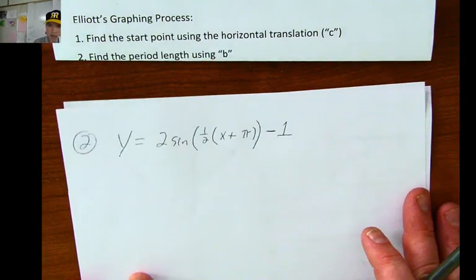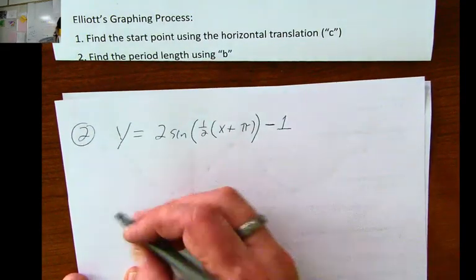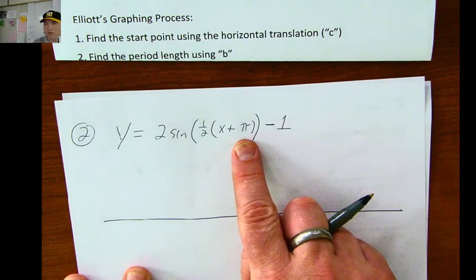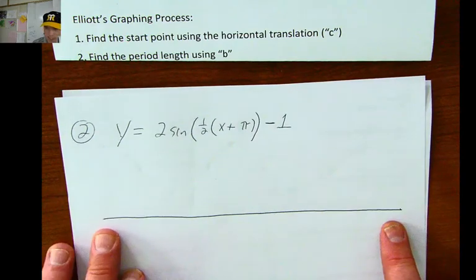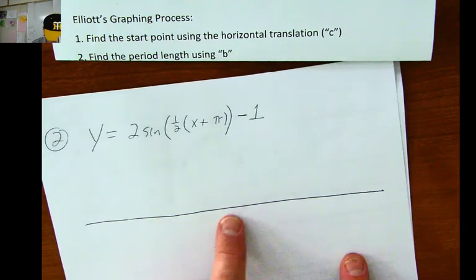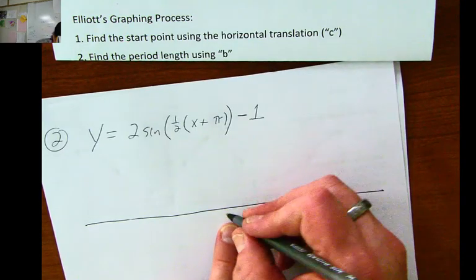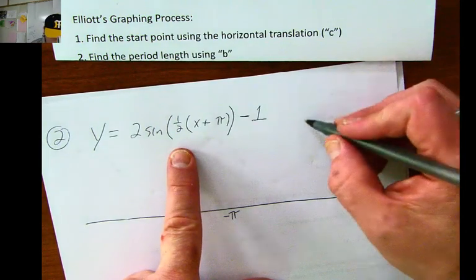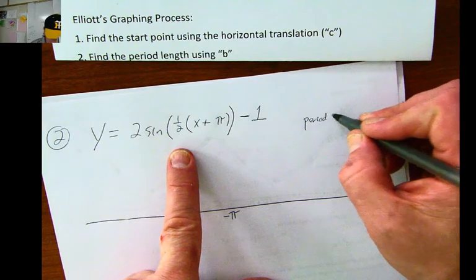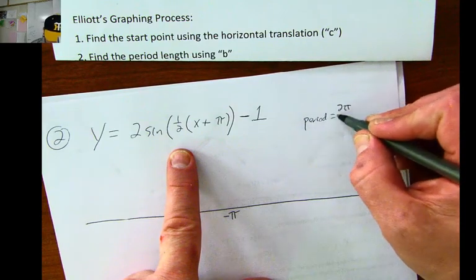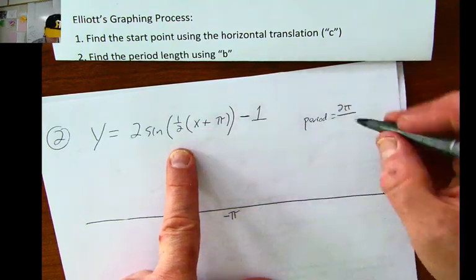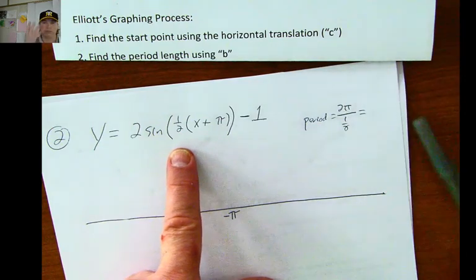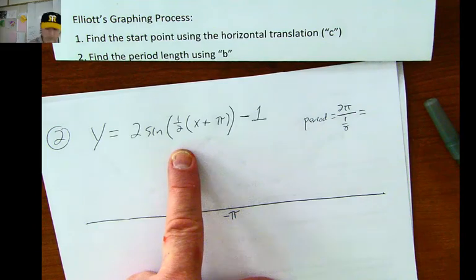Step 1, find the start point using the horizontal translation C. In this case, we have x plus pi, so the start point is going to be negative pi. So right in the middle of my axis here, I'm going to put a negative pi. The period length is equal to 2 pi, because I'm in radians, divided by, in this case, 1/2. How many halves fit into 2? So 4 pi.